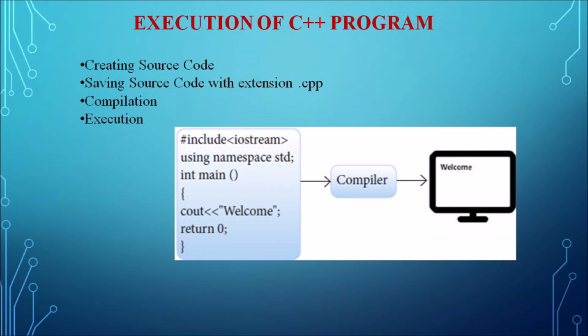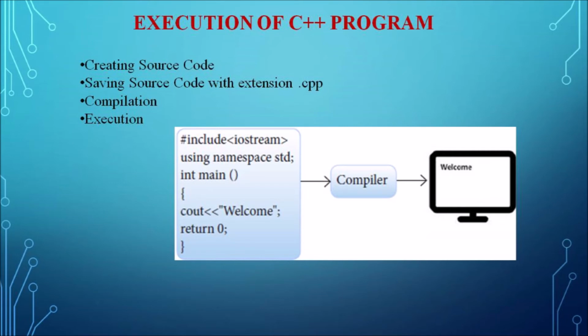Similarly, how we save a Word document, file name .doc, like that here for C++ the file extension is .cpp. So after typing the source code, we have to save the document before compiling. And the third step is compilation.